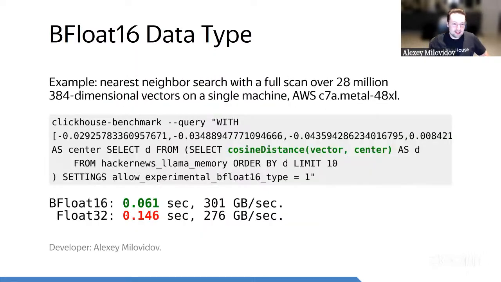So I have a table with 28 million vectors of 384 dimensions on a single machine with 2 CPU sockets and 96 threads and DDR5 memory. And I do a vector search for nearest neighbors with full scan. So it is a precise vector search without any vector indexes, using bfloat16 or float32. And what is interesting, bfloat16 is more than 2 times faster, like 2.5 times faster. And it can even use hardware acceleration with AVX 512, and it does it. So more performance almost for free.